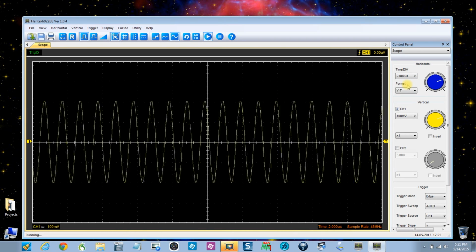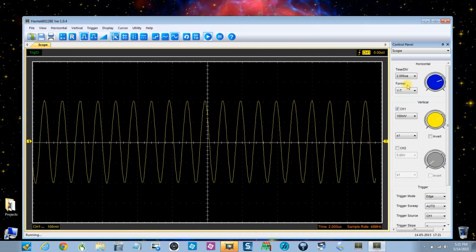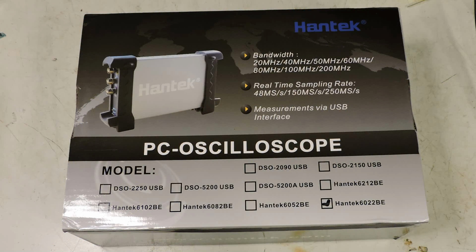And now I've gone as far as I can go with the signal generator, which is 100 times 10K. Well, this is looking pretty good to me.